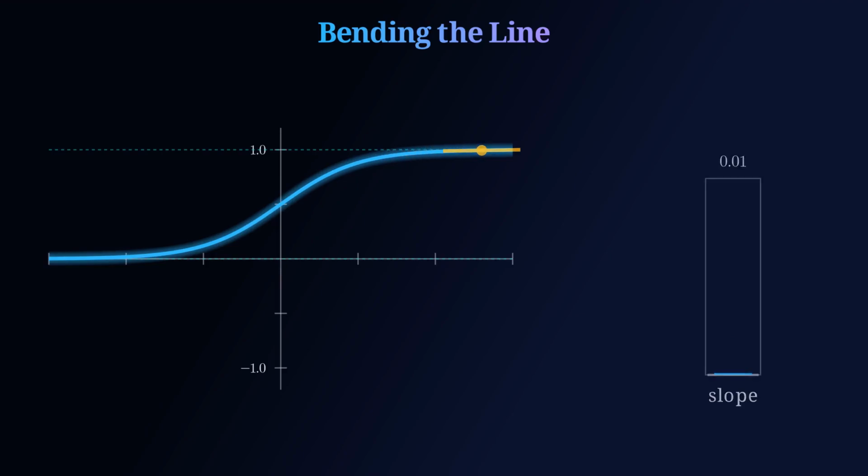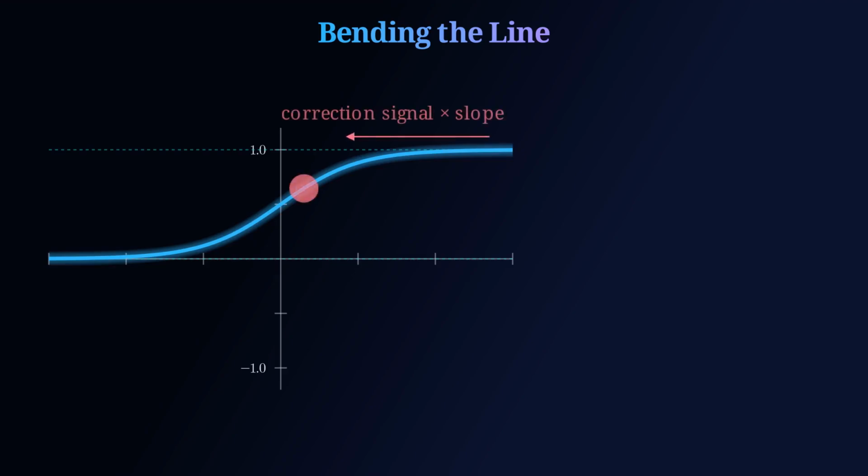Why care about slope? Because when a network learns, it passes a correction signal backward through every layer, and that signal gets multiplied by each activation's slope. Where the slope is near 0, the signal nearly vanishes. That's the famous vanishing gradient, and the sigmoid's flat tails are guilty of it.